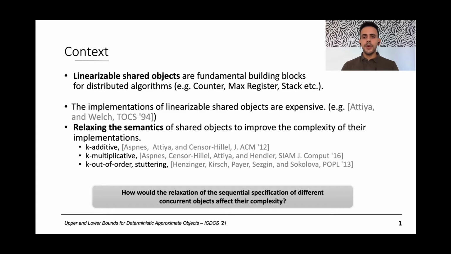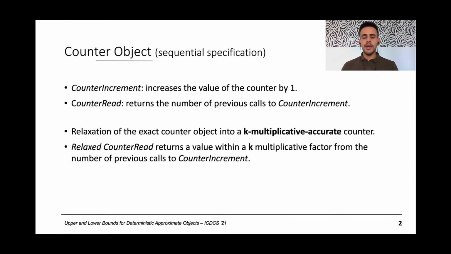More specifically, we were interested in max register and counter objects, but for the sake of this presentation, I'm going to focus on the counter. So a counter object is defined by the two operations of counter increment and counter read. A counter increment increases the value of the counter by 1, and a counter read returns the number of previous calls to counter increment. When relaxing the exact counter into a K-multiplicative-accurate counter, the definition of a counter increment operation remains the same, and the relaxed counter read operation returns a value within a margin of error of a K-multiplicative factor from the value returned by the exact counter.